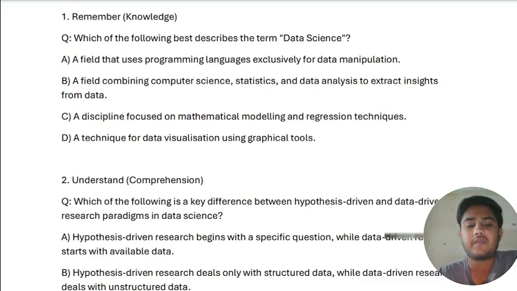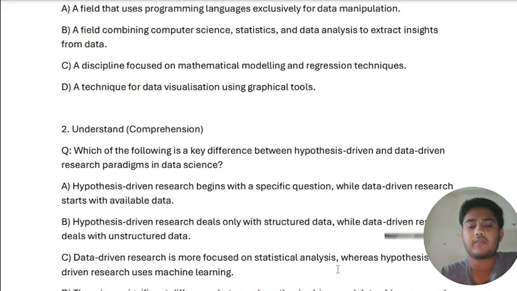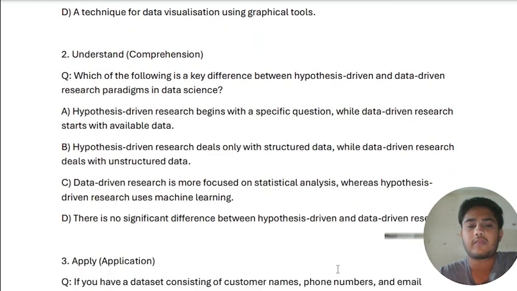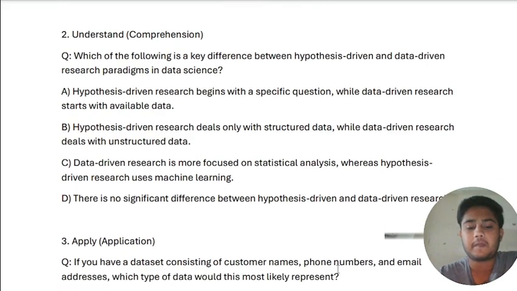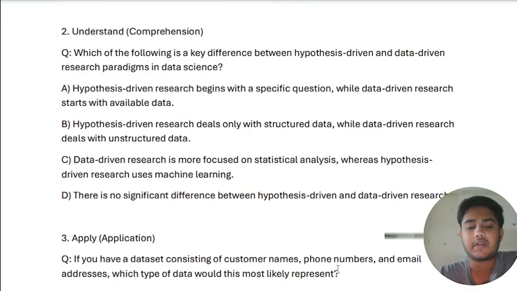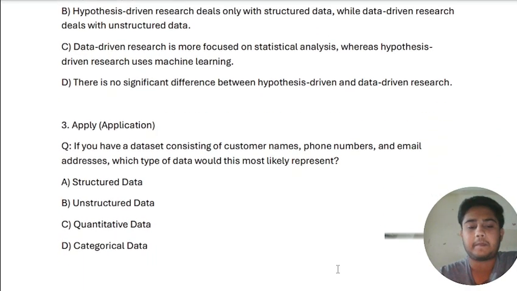Second question is, which of the following is a key difference between hypothesis driven and data driven research paradigms in data science? The answer is A. Hypothesis driven research begins with a specific question while data driven research starts with available data.